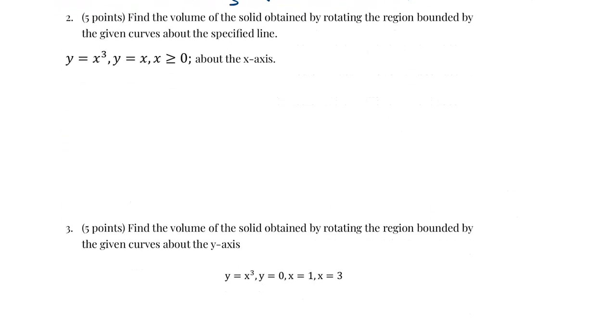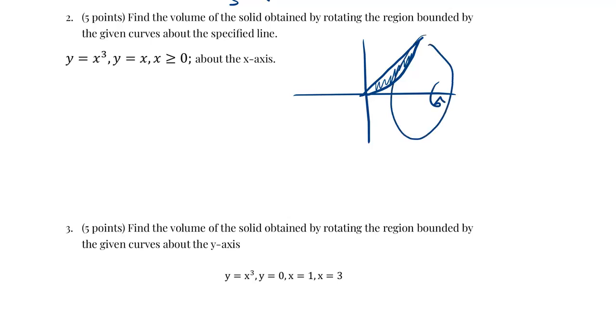Find the volume attained by rotating the region bounded by the given curve around the specified line. So let's just sketch it. So x is going to be positive, greater than or equal to 0. So I'm only going to do the x cubed over here on this part. You know, it does look like that, but we can ignore the negative x values right now. And then y equals x is a straight line here. And so this is the region that we're going to be rotating around the x-axis.